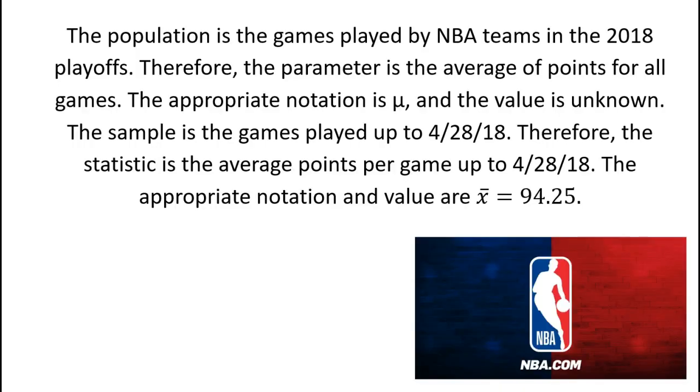For part B, we have listed here that the population is the games played by all NBA teams in the 2018 playoffs. Therefore, the parameter is the average of points for all games. The appropriate notation is mu, and the value is unknown. The sample is the games played up to 4/28/18. Therefore, the statistic is the average points per game up to that date. The appropriate notation and value are x bar is equal to 94.25.